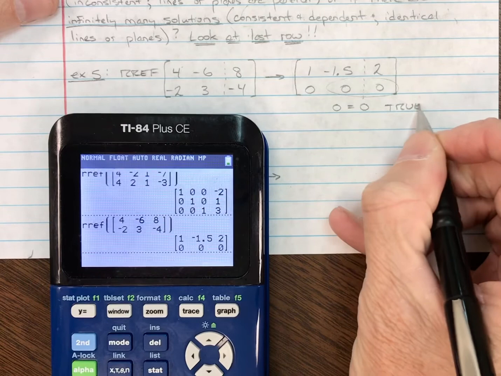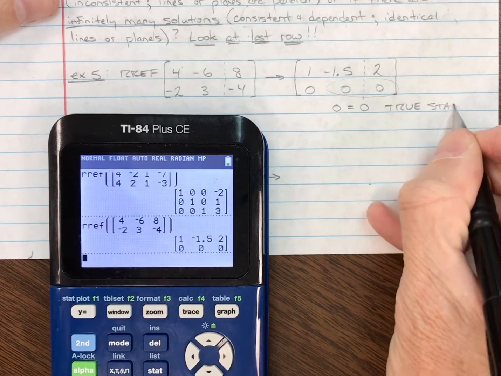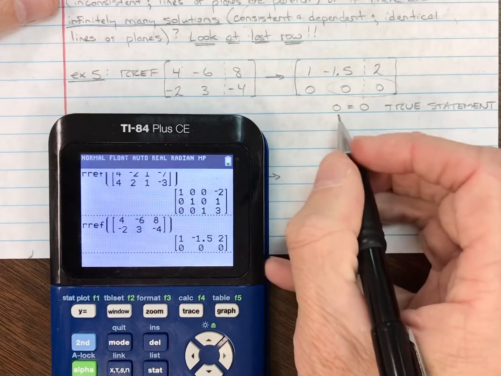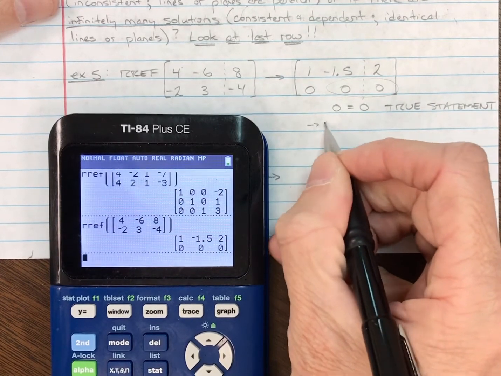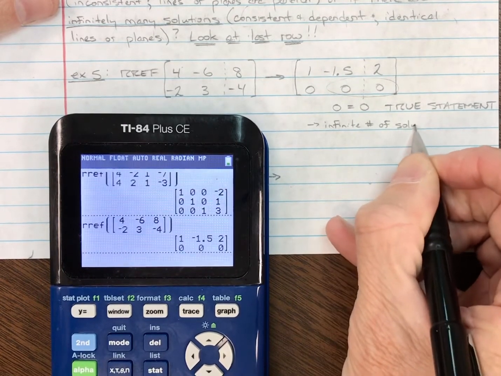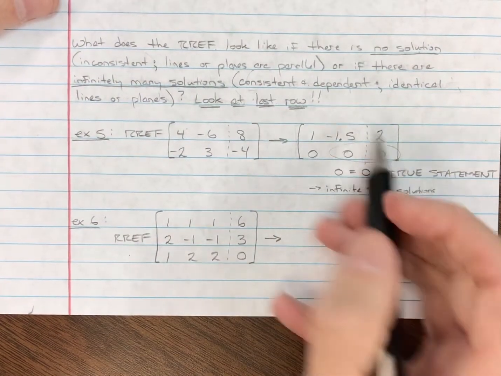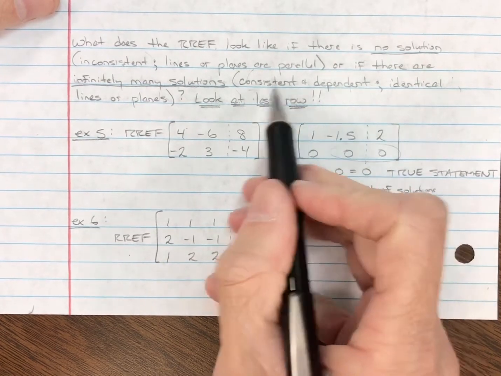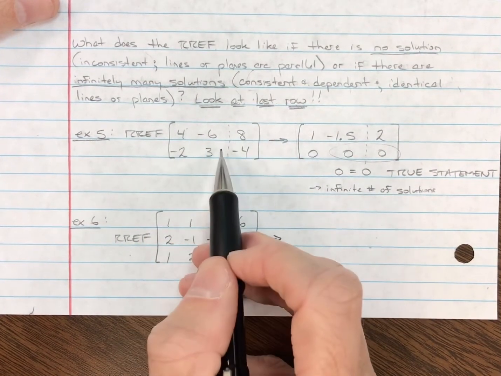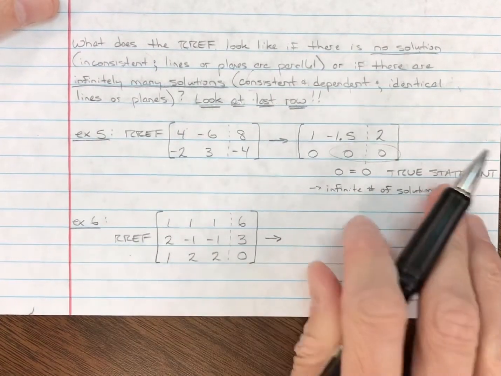We saw that when we were doing graphing with a system of 2 equations and 2 unknowns. That's a true statement. It's always a true statement, which tells us I have an infinite number of solutions. So in this case, I have a consistent and dependent system, infinitely many solutions. These 2, in this case, they're lines because there's only an x and a y. These are the same line from the last row.